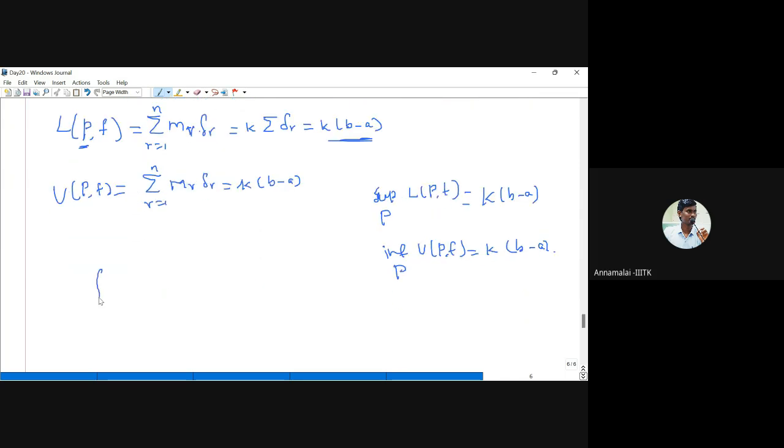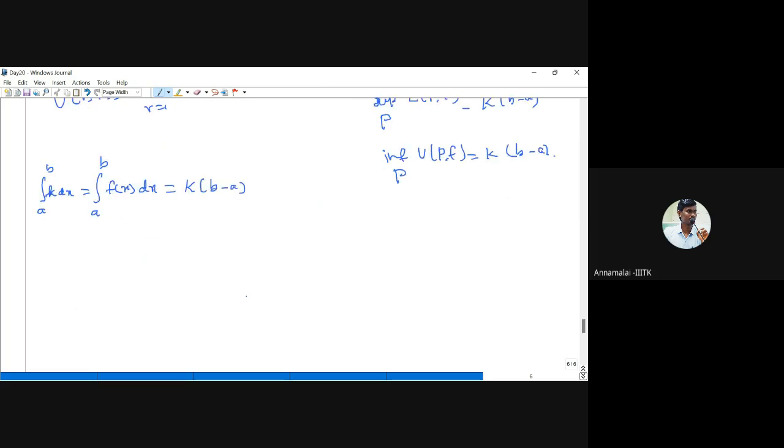Therefore the integral a to b f of x dx equals the common value, that is k into b minus a. This is actually the integral a to b of k dx. If we take k outside, the integral of dx gives x, and with upper limit and lower limit, it is k into b minus a. So therefore, any constant function is Riemann integrable. Okay, this is very important. Now, there are some more examples.